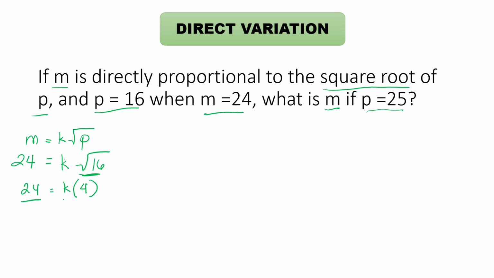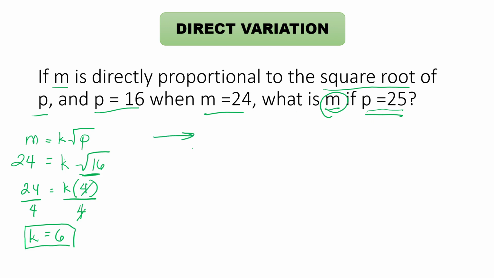And then next is we will divide both sides by 4. So cancel this because it is equivalent to 1. And then we'll have 1 times k is equal to 24 divided by 4 is 6. So the constant of variation here is 6. But the real question here is, what is m if p is 25?